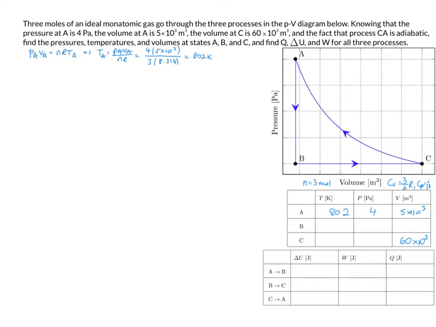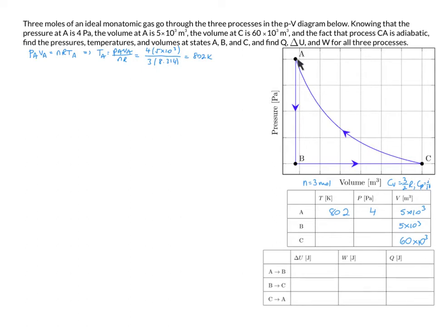Now, I know that process AB is an isochoric process, and that means that the volume at A and the volume at B are the same. So I can put that in here. So volume at A and volume at B, that is 5 times 10 to the third cubic meters. Then I also know that pressure at B is equal to pressure at C. So I will only have to solve for one of them and plug it in. So which one do I solve for?